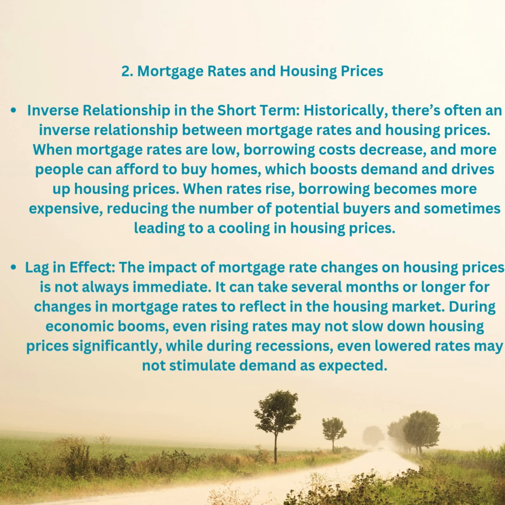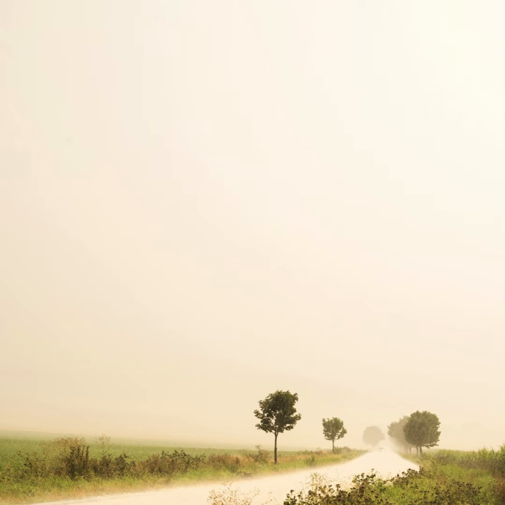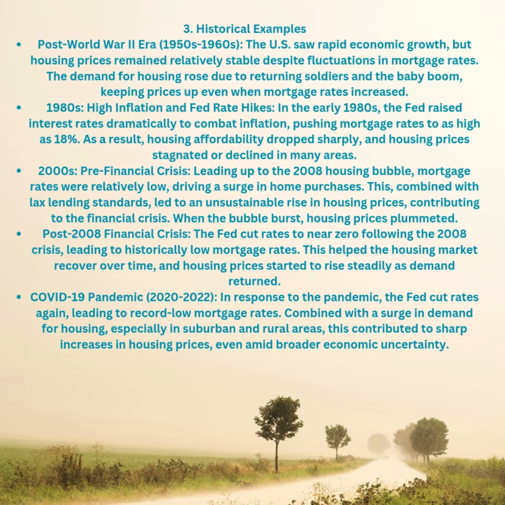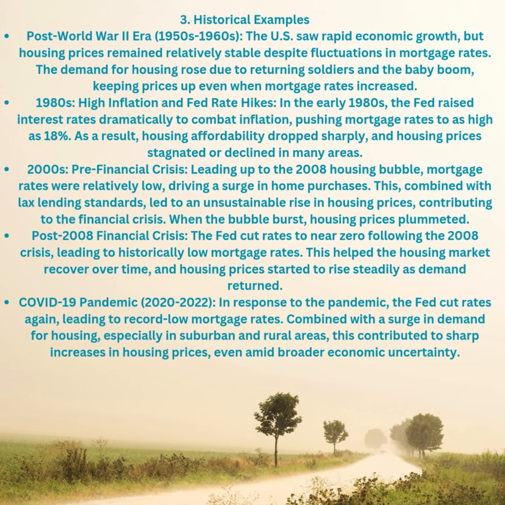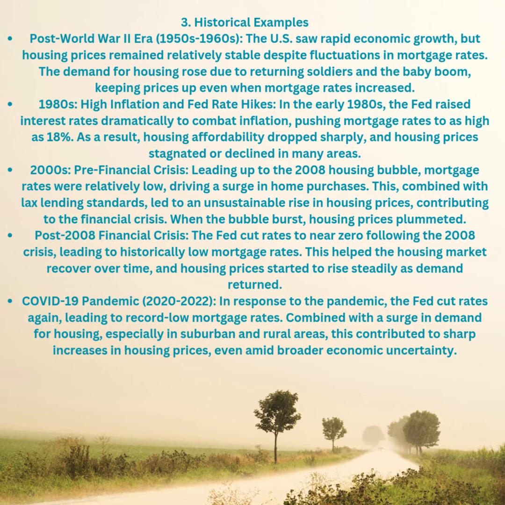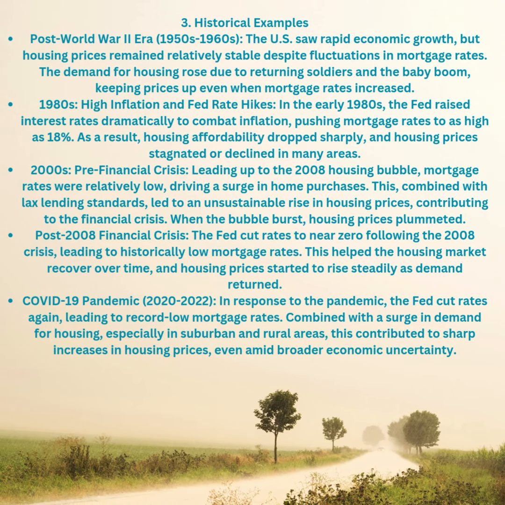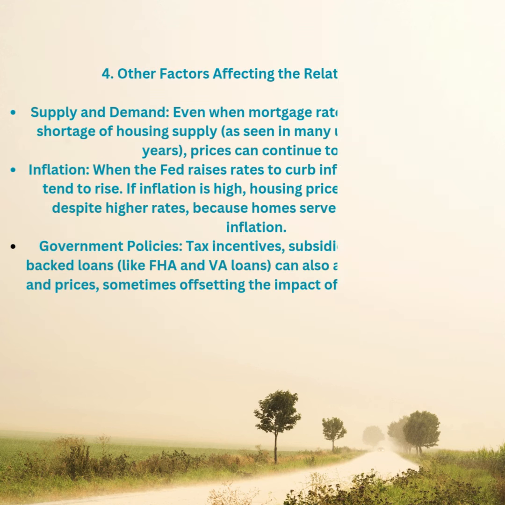3. Historical examples. 1950s and 1960s, post-World War II growth led to stable housing prices, even with fluctuating mortgage rates. 1980s, high inflation and Fed rate hikes pushed mortgage rates to 18%, reducing affordability and causing housing price stagnation. 2000s, low mortgage rates contributed to the housing bubble, leading to the 2008 financial crisis when housing prices collapsed. Post-2008, the Fed's rate cuts helped the housing market recover, with prices rising steadily.